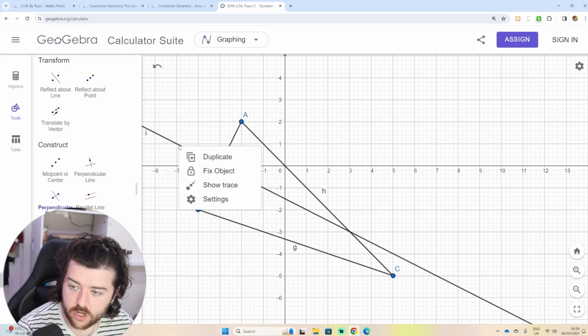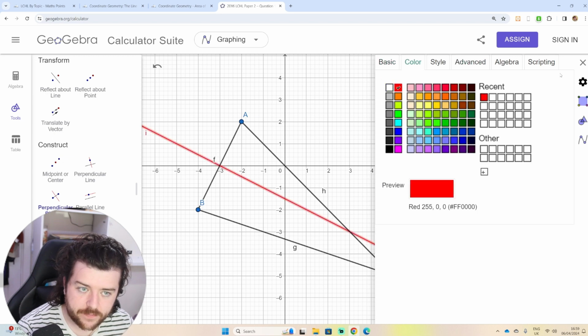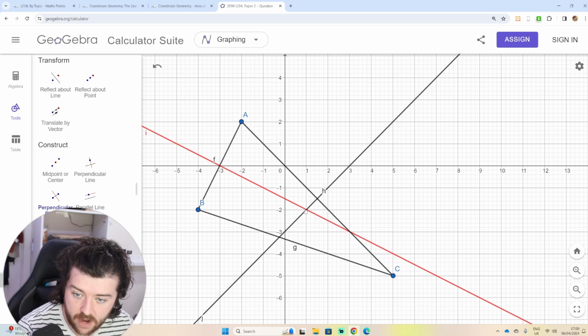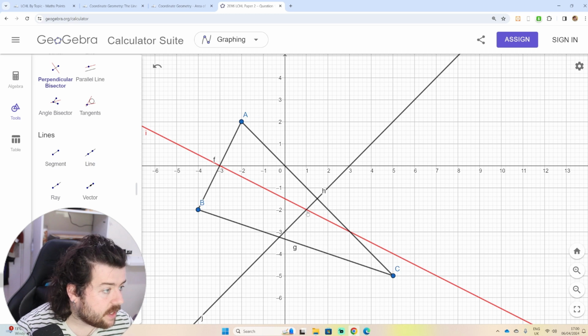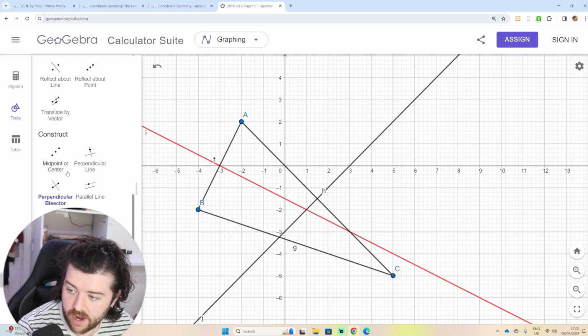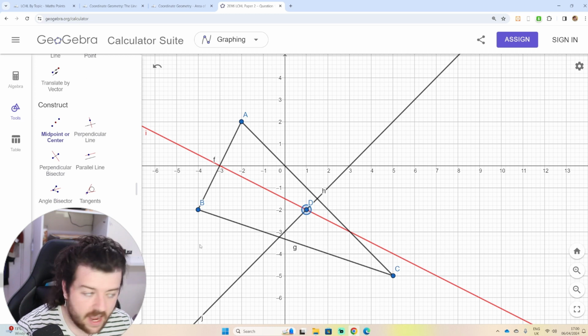Can I make it a nice different color, maybe a red? Then let's find the perpendicular bisector of AC. There we go. And see the point of intersection here is (1, -2). And that is my circumcenter right there.